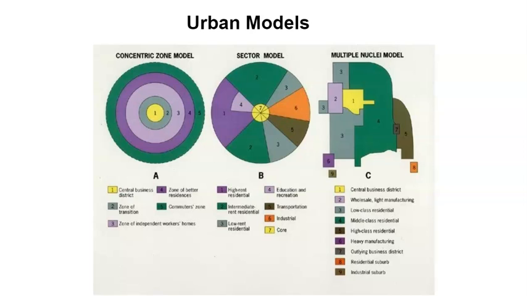Lastly, we can look at the multiple nuclei model. Harrison Ullman created the new model of urban growth in North American cities. And unlike the other two models that really focus on the central business district, the focal points are actually distant from the original central business district and are only loosely connected to it. Really, it suggests that there's a reduced reliance or dominance on the central business district.